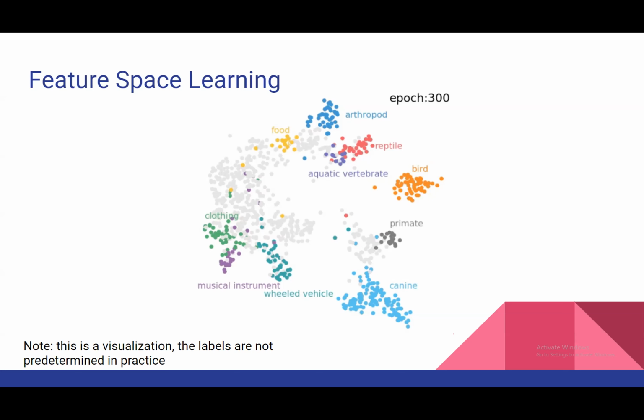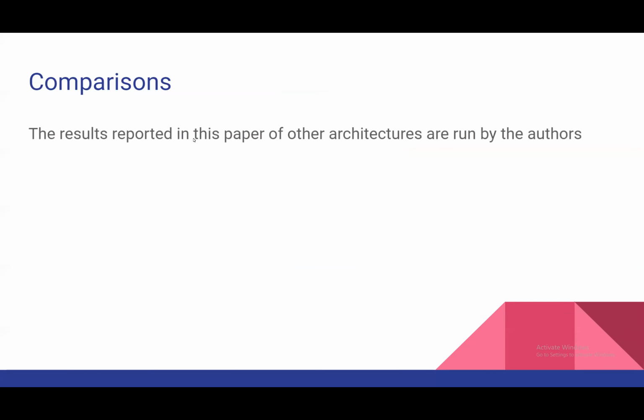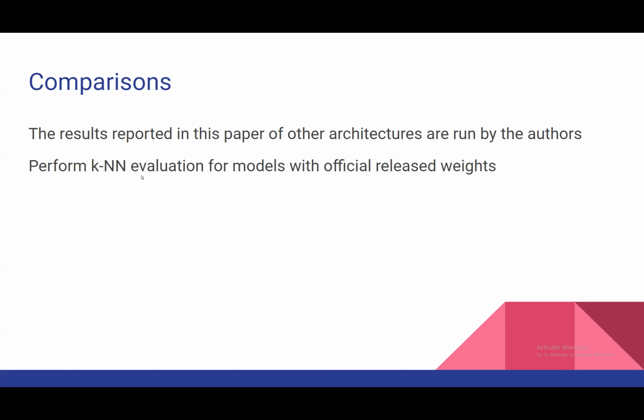Okay, so results. The results reported in this paper are run by the authors, so that's one thing to keep in mind. They had to do this because they have come up with this KNN type of classifier to check the accuracy. So that's new, other people haven't done this. So they performed this KNN evaluation for models with the other models' official released weights.